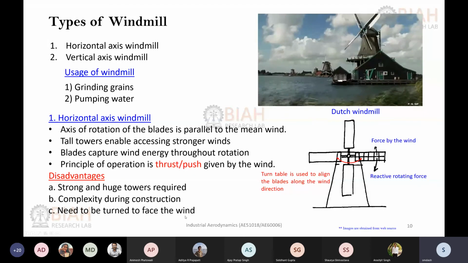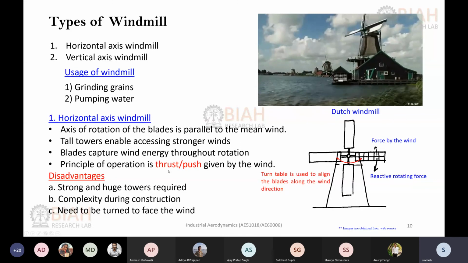You need to turn the whole thing to face the wind, and it is a bit complex during the construction because you need to have a tall tower and, like I've said, you need to change the rotation from the horizontal plane to the vertical plane. If you want to change, that's why the gear arrangements are necessary. A strong and huge tower is required because you're trying to tap the higher wind speed in this case. So you need to go high. A strong and huge tower is necessary.